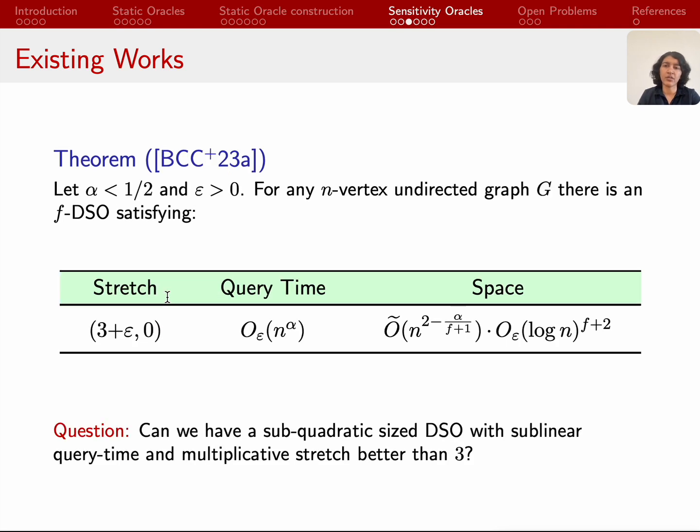And recently, last year, Bilò et al. showed that it's indeed possible to obtain an oracle which has stretch (3 + epsilon, 0). The query time was not constant, but it's sublinear in n, and the space is subquadratic in n.